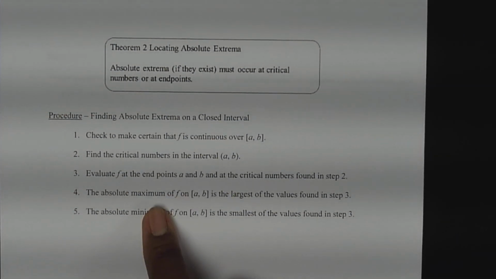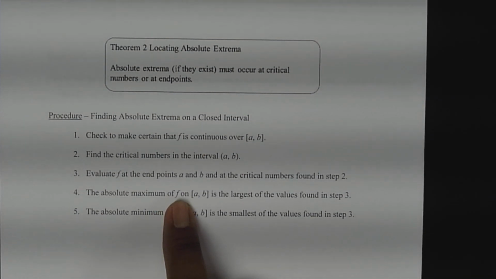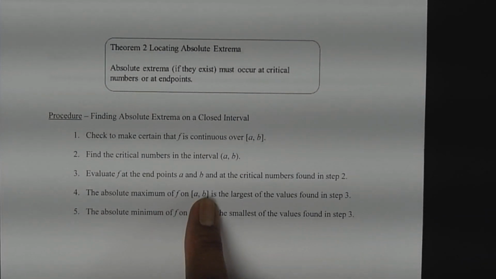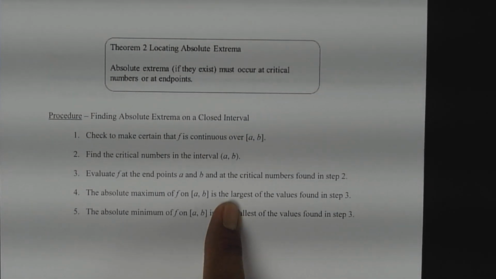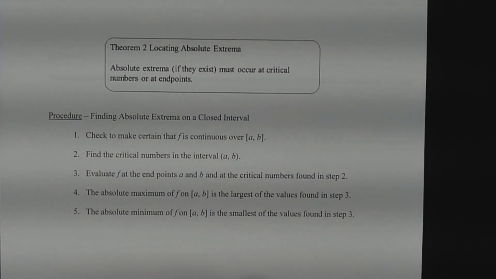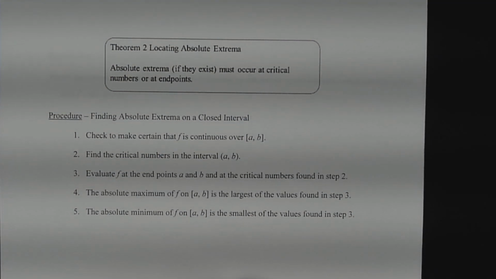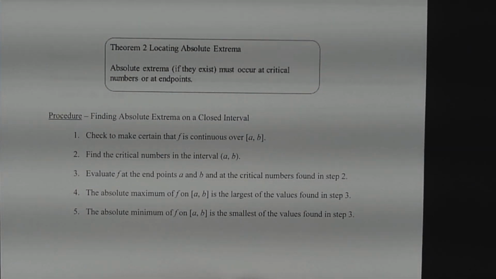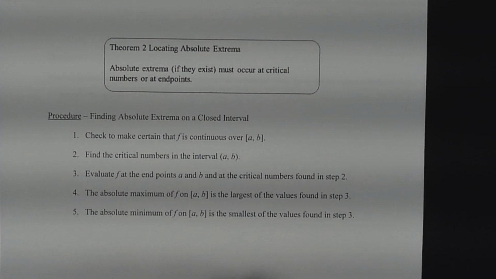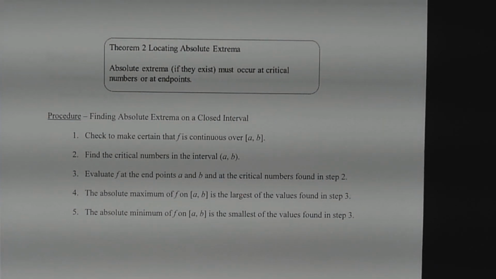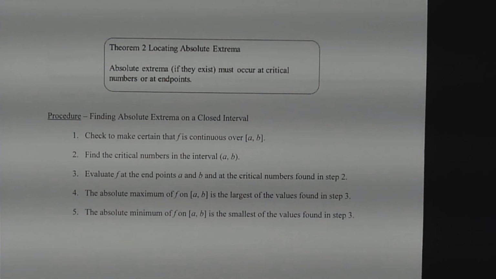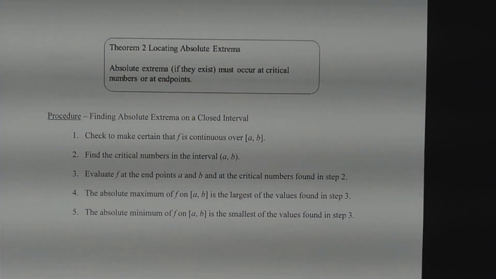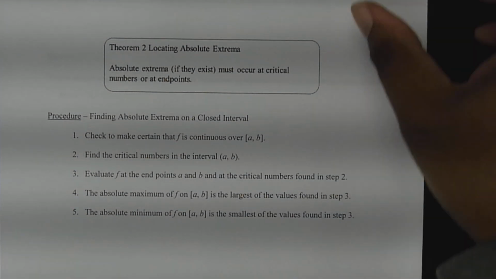Now, the absolute maximum of the function f on the closed interval [a, b] will be the largest of the values found in step 3, and your absolute minimum of the function f on the closed interval [a, b] will be the smallest of the values found in step 3. Okay. So now we're going to apply that theorem to these examples.